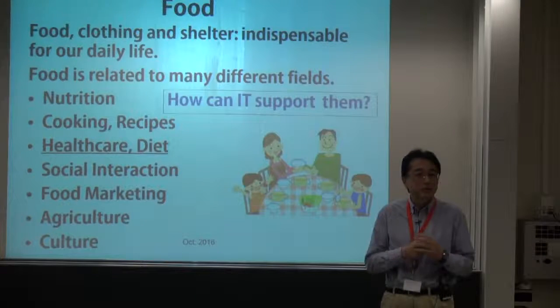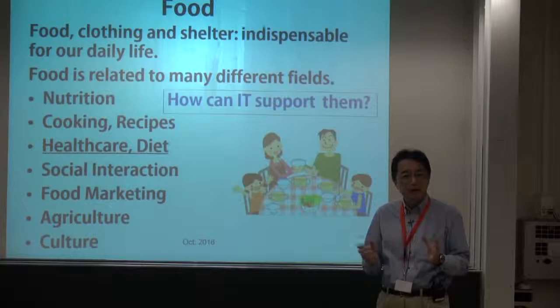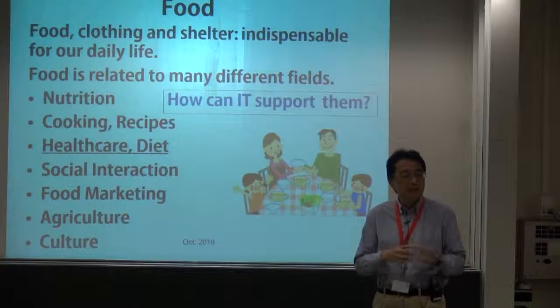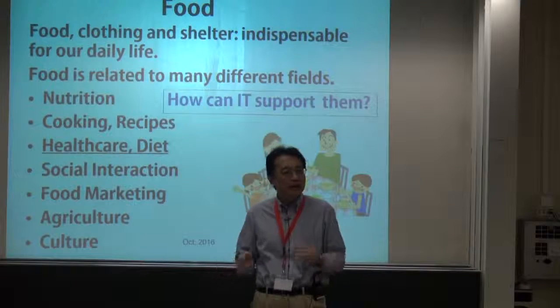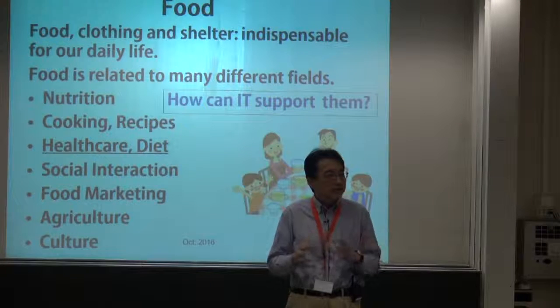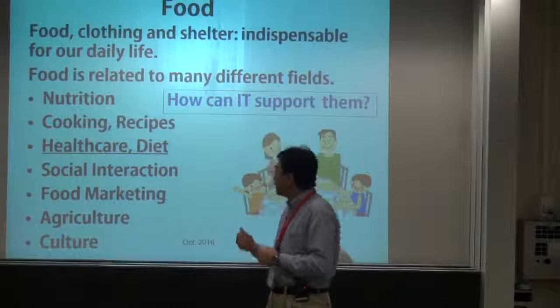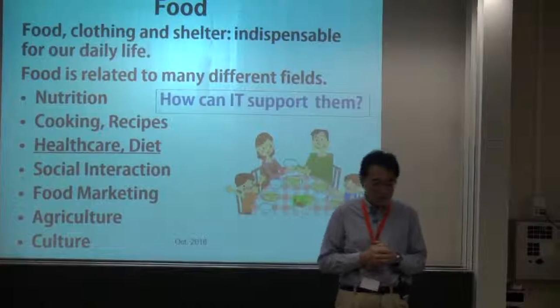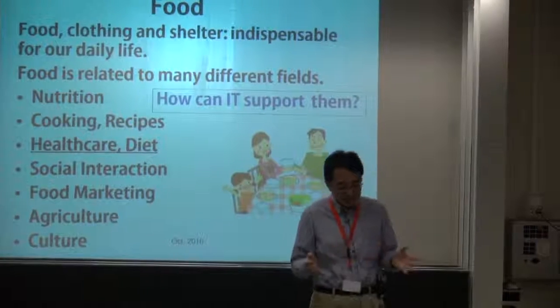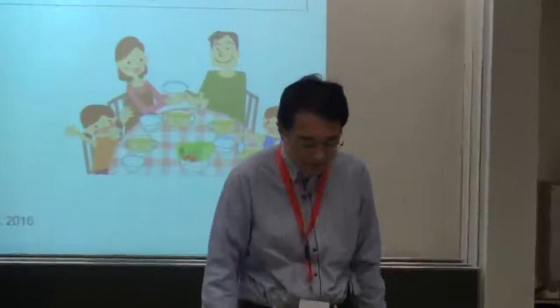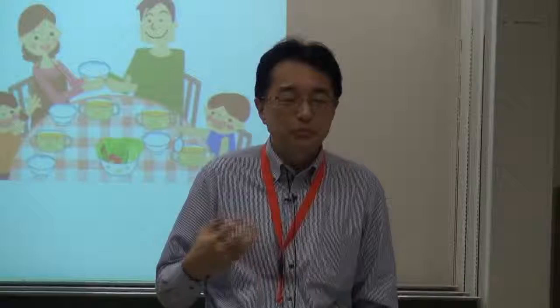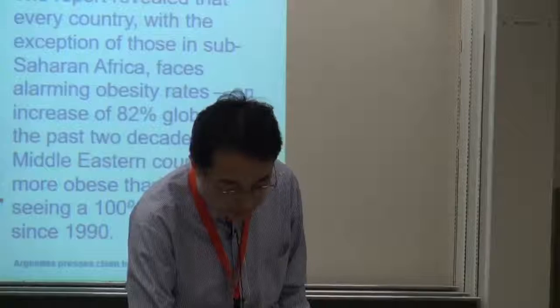food is related to many things. At the beginning, we didn't imagine the food has such a big field, but the food is really a big area because the food is related to many things, such as the nutrition and cooking recipes and healthcare diet, and interaction and marketing and agriculture, etc. The problem is that for IT people, the problem is how we can support them by information technology.